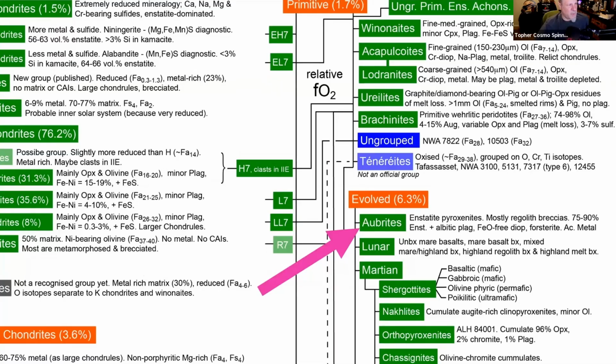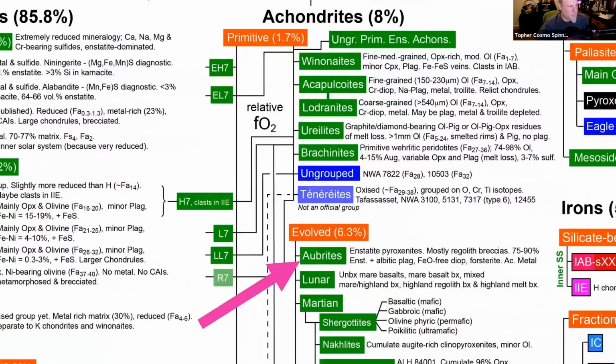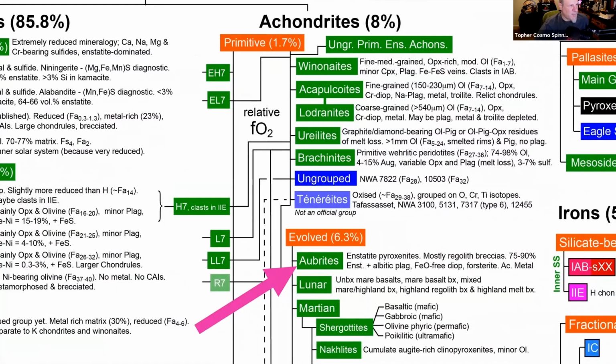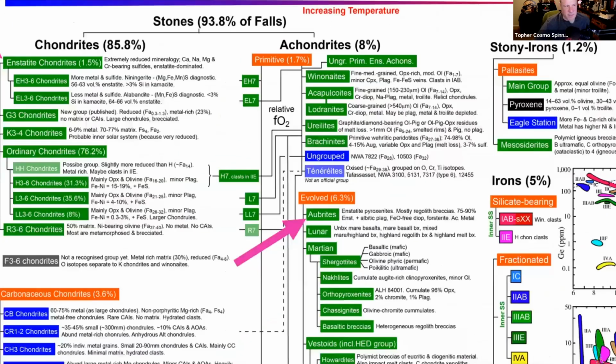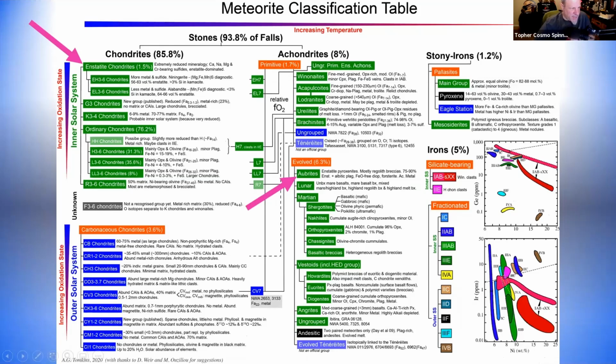Here's where we're going to be looking at the Aubrite today. It is listed under the achondrites, and it does say that it has enstatite pyroxenes in it. And as you said, it is an end member of this group, and it butts up against the end member of this group. Could this be a continual chain?